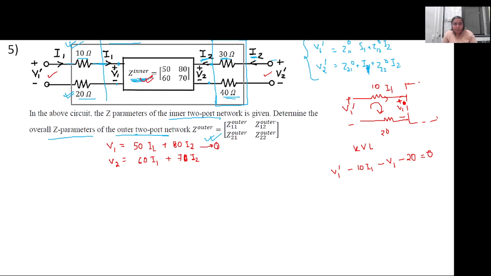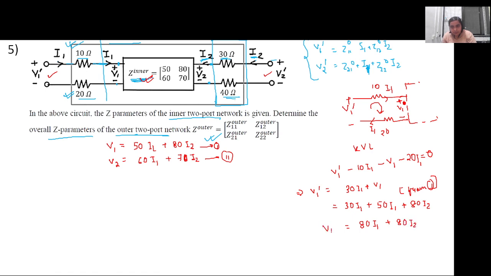So we can substitute V1 from equation 1. V1 dash will be equal to, whatever the input current is, I1 will also be flowing here. So it will be equal to 20 plus 10, 30 I1 plus V1. And if we substitute the value of V1 from equation 1, it is 30 I1 plus 50 I1 plus 80 I2. So it is 80 I1 plus 80 I2. This will be V1 dash.